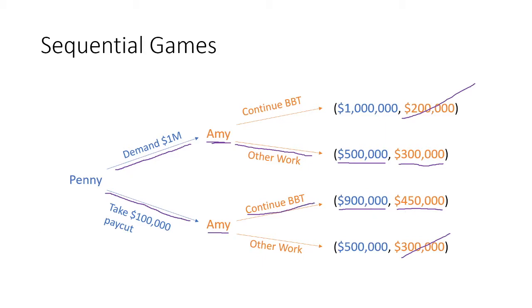So after Penny thinks backwards about what Amy would do, she realizes that Amy is going to be either down here and leave Penny with $500,000, or Amy is going to continue at the Big Bang Theory if she takes her pay cut, and that would leave Penny with $900,000. So what should Penny do in this case? Well, she's comparing $900,000 if she takes the pay cut to $500,000 if she demands her $1 million. So Penny would like to go here, take her pay cut, and that leaves Amy still working at the Big Bang Theory, and that leaves Penny down here with $900,000 and Amy with $450,000.